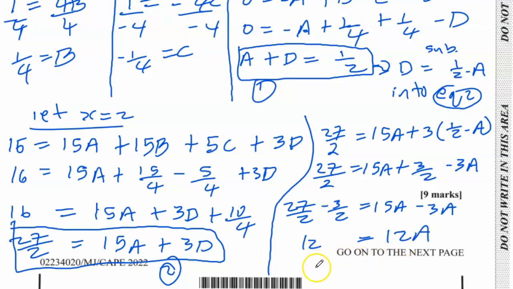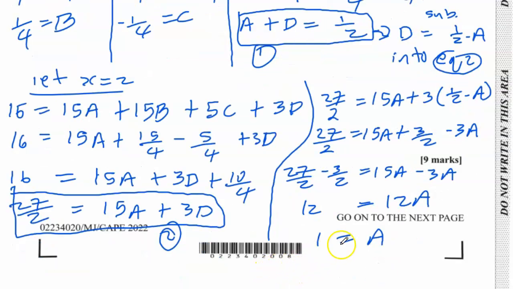Divide both sides by 12, a is equal to 1. Alright, so let's test it now. If a is equal to 1, recall that d equals half minus a. So d would be half minus 1. So d is actually negative a half. Alright, so we have all our values. The value of a is 1, b is a quarter, c is negative a quarter, d is negative a half.